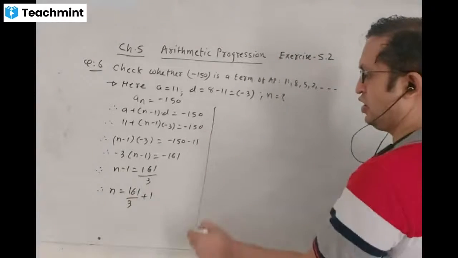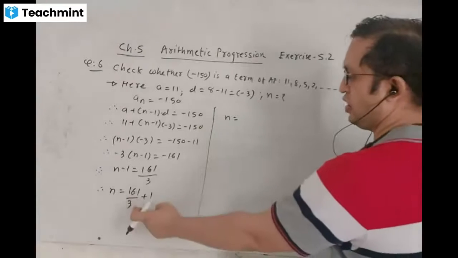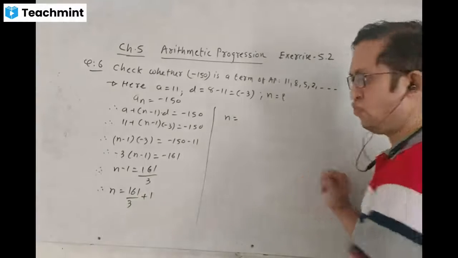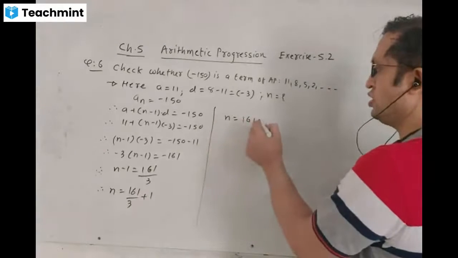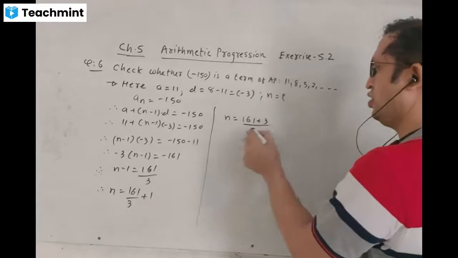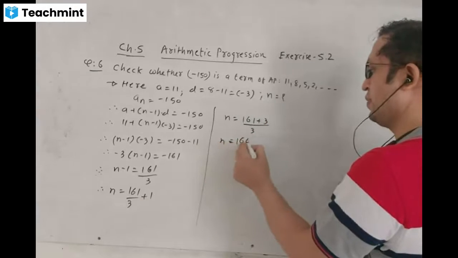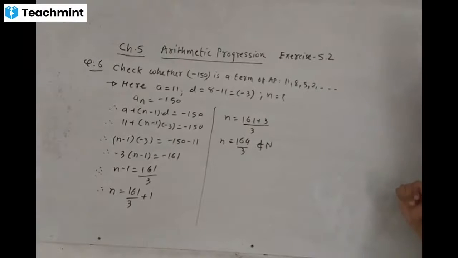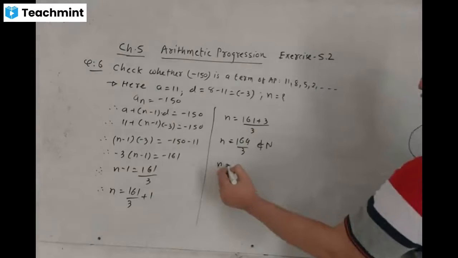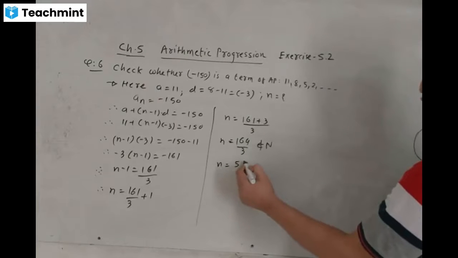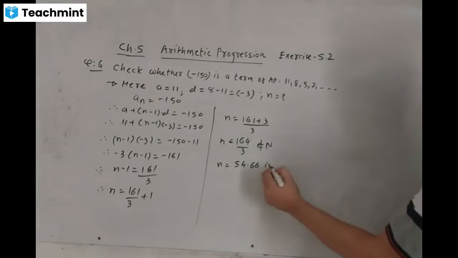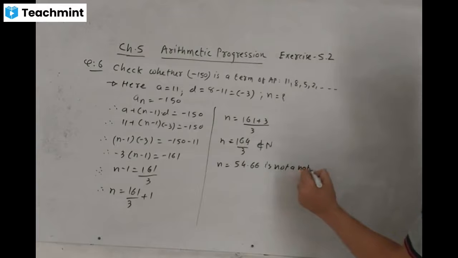Therefore, n is equal to 161 by 3 plus 1. But 161 divided by 3 is not an integer number. 161 by 3, 3 ones are 3, so it is 164 by 3, which is not exactly divisible by 3. Here n is equal to 54.66, that is not an integer number. It is not a natural number.